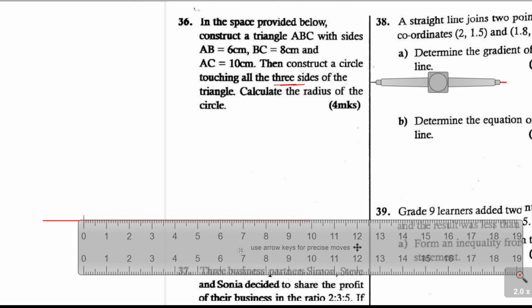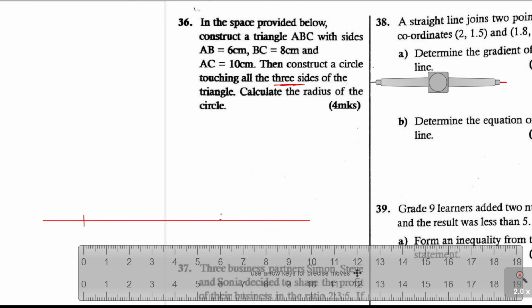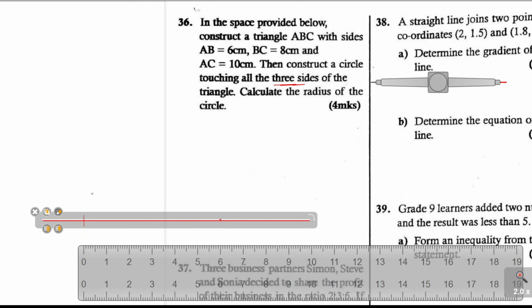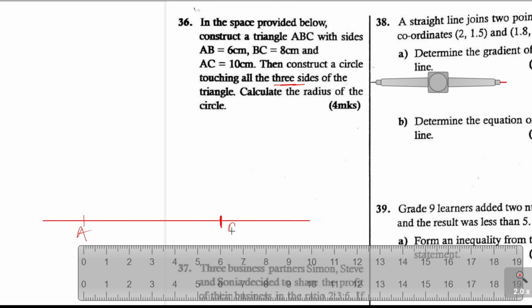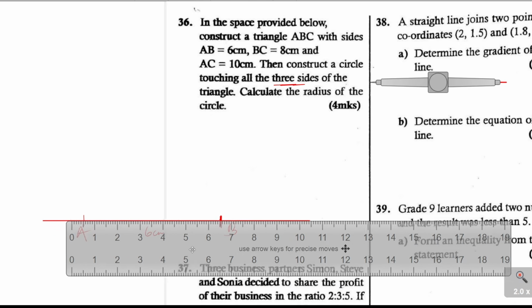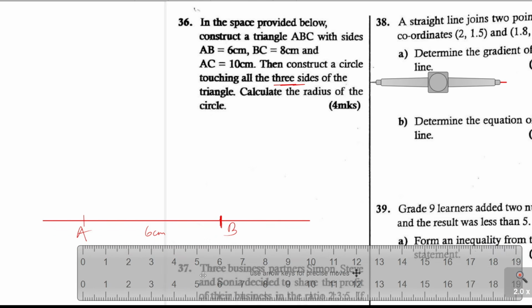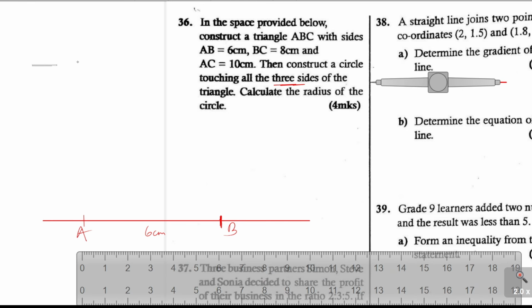So 6 centimeters should be there. I've marked it down. So 6 centimeters, I marked it here. So that is AB, 6 centimeters. And confirm that it is 6. Yes, it is 6.